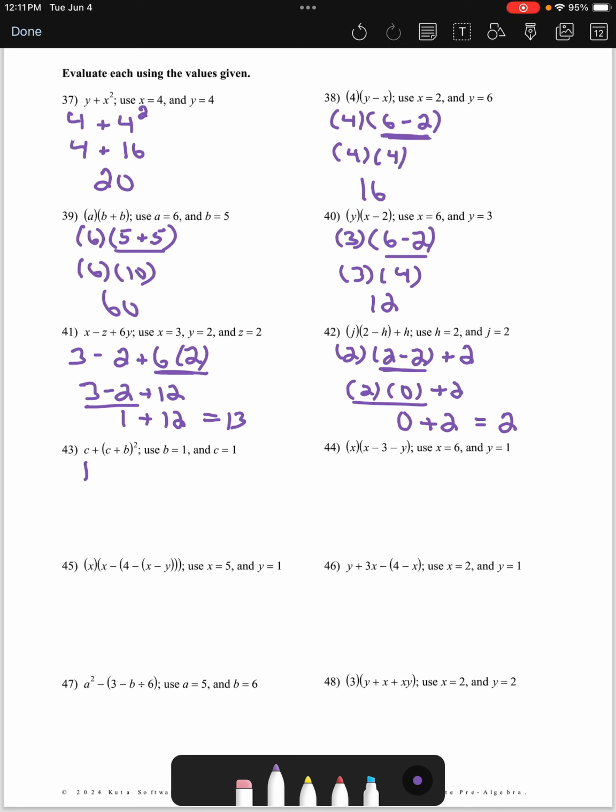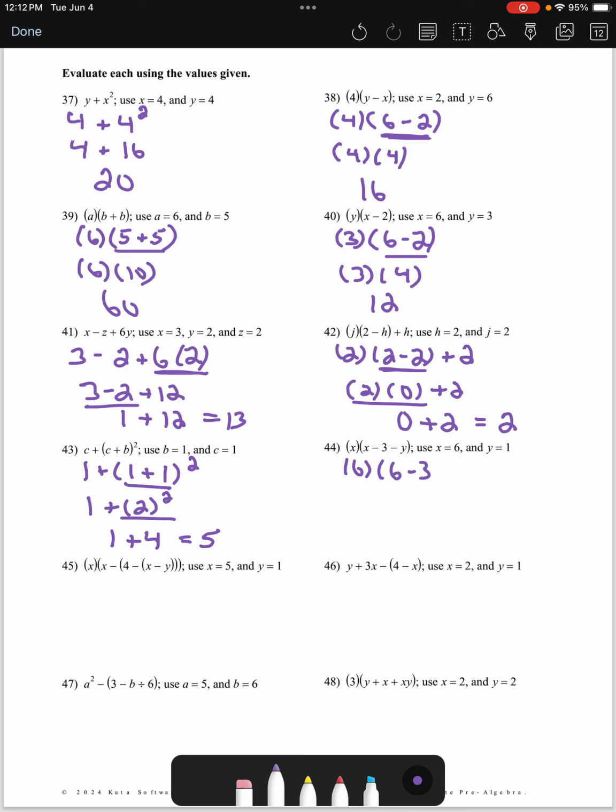On 43, C gets replaced with 1. C gets replaced with 1. B gets replaced with 1. Very creative problem here. Addition first, then exponent, 2 to the second power, means I have 2 2's. 2 times 2 is 4. 1 plus 4 is 5.